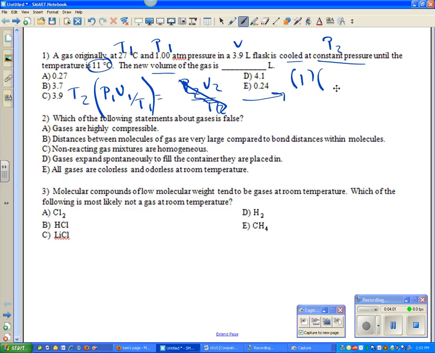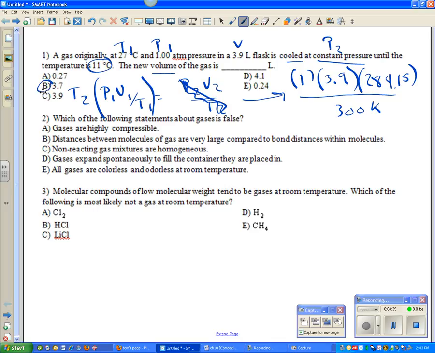V1, that says it's 3.9. And I'm going to multiply that by T2, since T2 is on top right here. 11 degrees is 284.15. And then I need to divide those three numbers by the initial temperature, which is 300 degrees Kelvin. If I plug those into my calculator, I get 3.7.